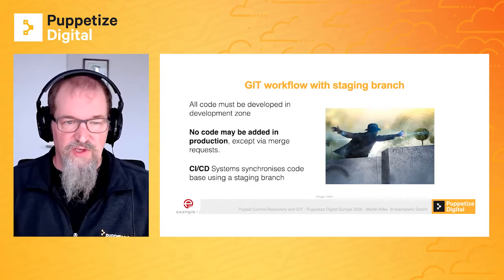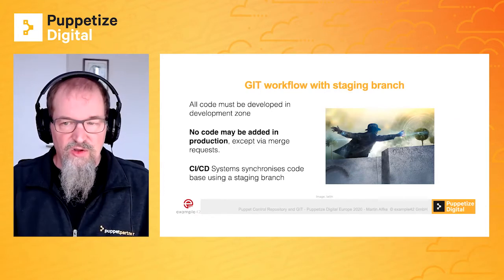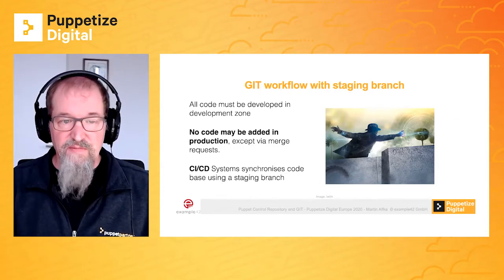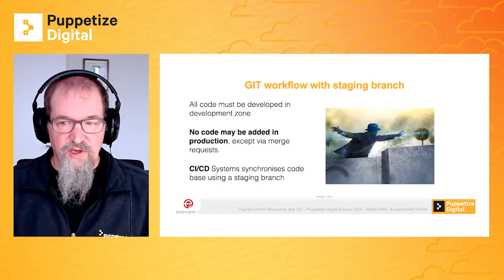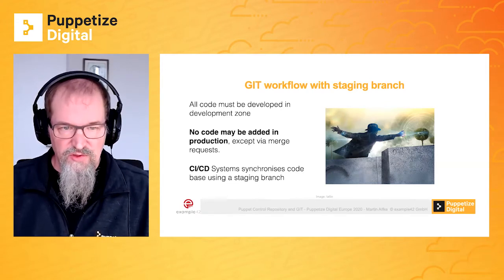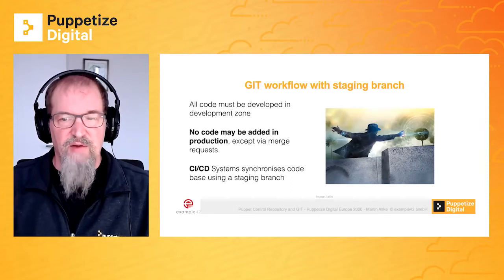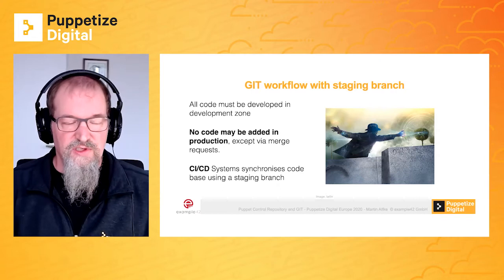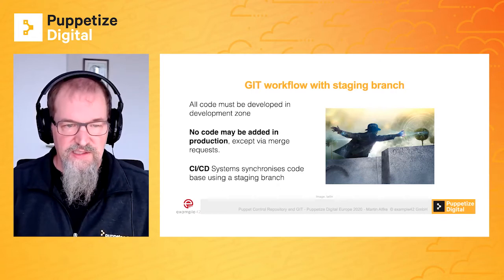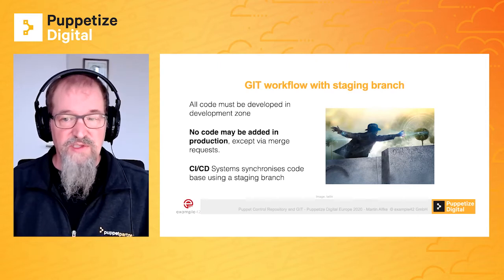So how do we do that? We have some requirements on that. The first thing is all code must be developed in development zone. In production, nobody is allowed to directly add code. You may only add code via merge requests. And what we usually do at customers, we establish a CI/CD system that synchronizes code using some kind of staging branch.